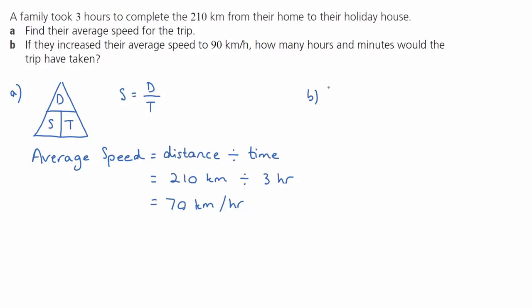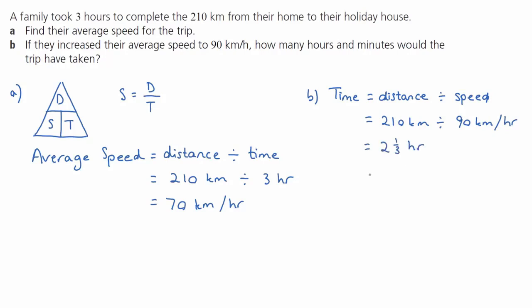Again, we can use the DST triangle and cover the t to find the formula for time. Here we get that time is equal to distance over speed. So time is distance divided by speed. So the distance is 210 kilometers and the speed is now 90 kilometers per hour. So 210 divided by 90 is 2 1/3 hours. And converting to minutes, because we're asked for hours and minutes, 1/3 of an hour is 20 minutes. So the total time is 2 hours and 20 minutes.